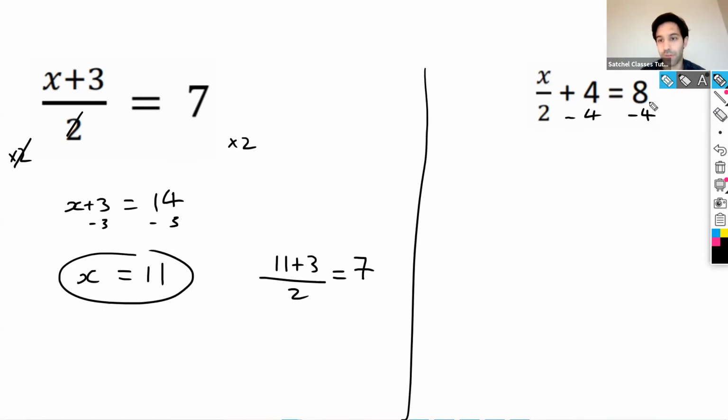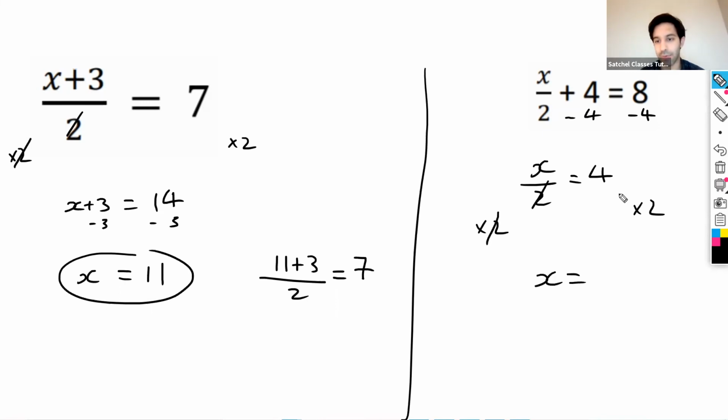x divided by 2 plus 4 is equal to 8. Subtract 4 from both sides. So what we get is x over 2 is equal to 4. And then we multiply both sides by 2. And then this and this cancel out. So we get x is equal to 4 times 2, which is 8. One last example before we wrap up the lesson.